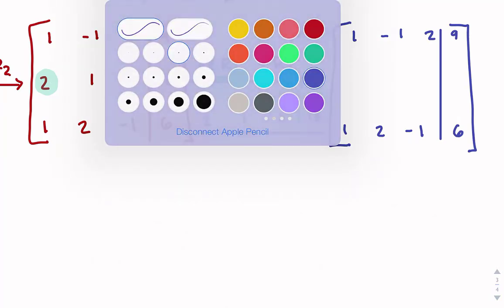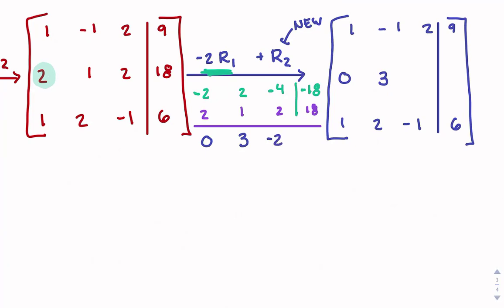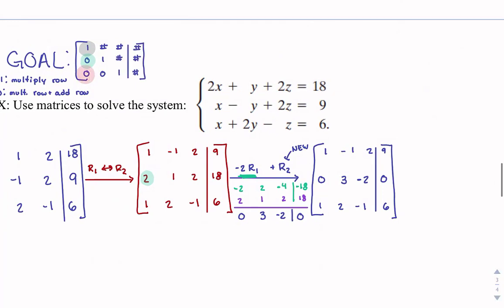This is kind of my show your work step. You don't need to write this in the matrix. It's off to the side, all your work before your final matrix. So -2 plus 2 is 0, which I wanted, so I did it correctly. 2 plus 1 is 3. -4 plus 2 is -2. And -18 plus 18 is 0. That's okay if I get 0 there. That's perfectly fine.